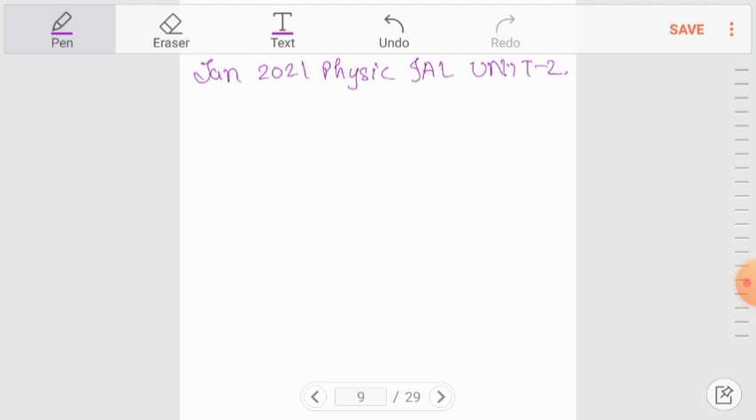So let's start. I'm solving question number 1 of section A. Question number 1 is: the unit of power is the watt. Which of the following is included in the SI base units for power? A. Newton, B. Kilogram, C. Joule, D. Ampere. So we need to choose out of the 4 options which of these are actually included in the base unit for power.